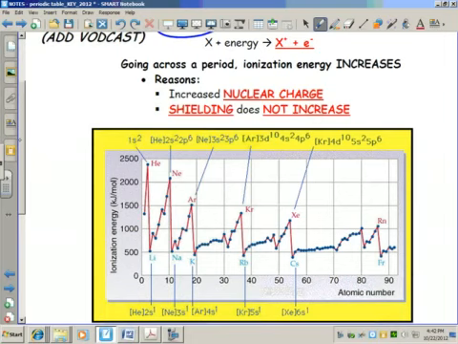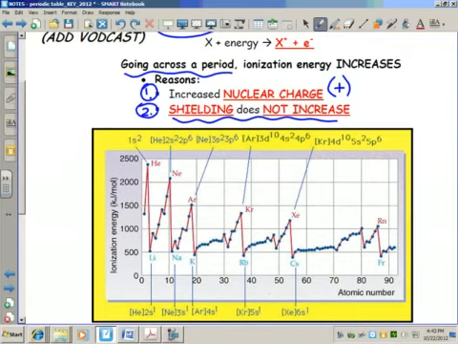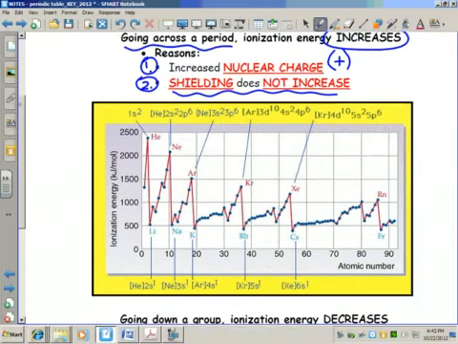Now, as you move across a period, nuclear charge goes up, shielding doesn't. Well, if nuclear charge increases, that means the positive charge is going up at the core. The elements are going to hold on to their valence electrons more tightly. There's no increased shielding to screen the protons from the valence electrons. So across a period, ionization energy increases because nuclear charge increases.